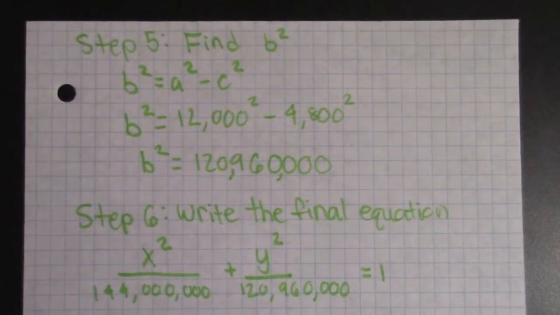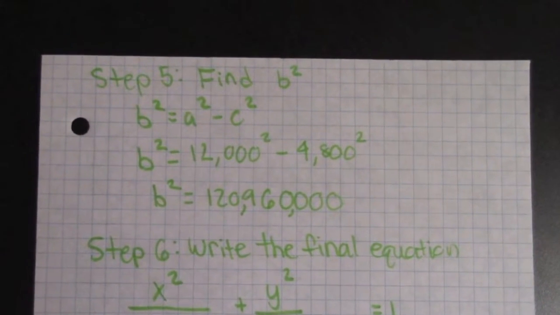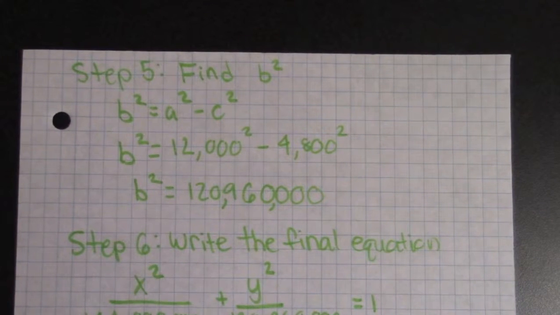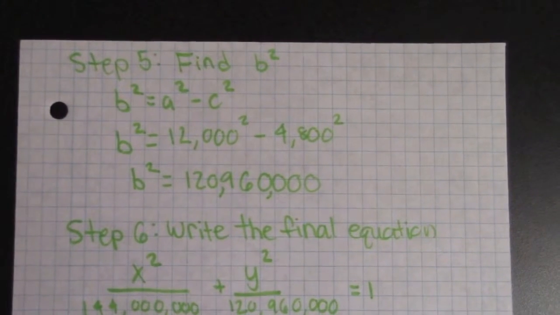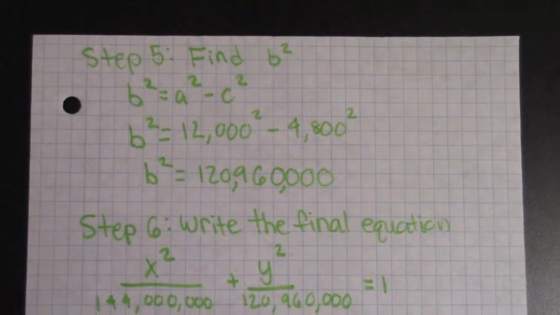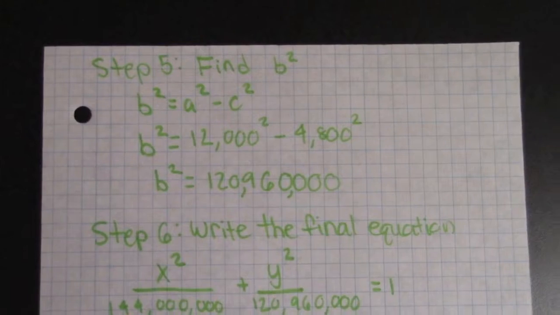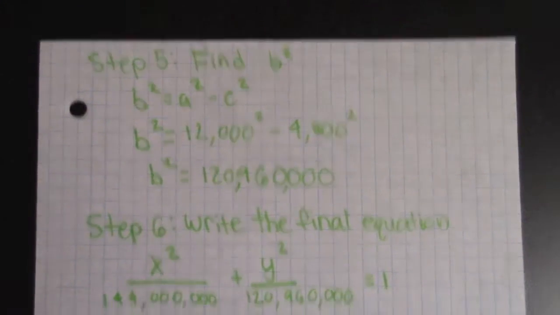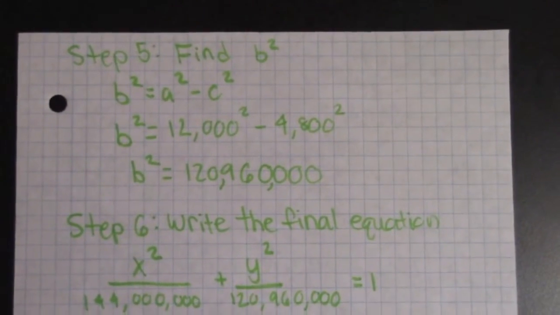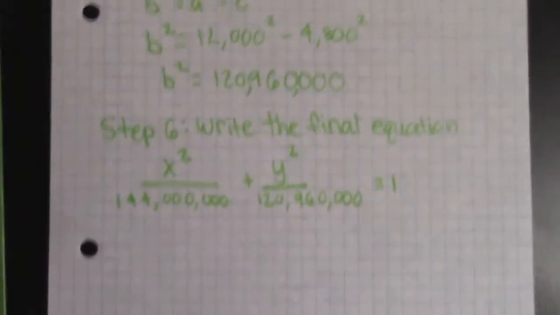After we evaluated everything we had, we knew we were missing b squared. And in this, we know that b squared is equal to a squared minus c squared. So we know our a is 12,000, and we're going to square that, minus 4,800 squared to get b squared is equal to 120,960,000.